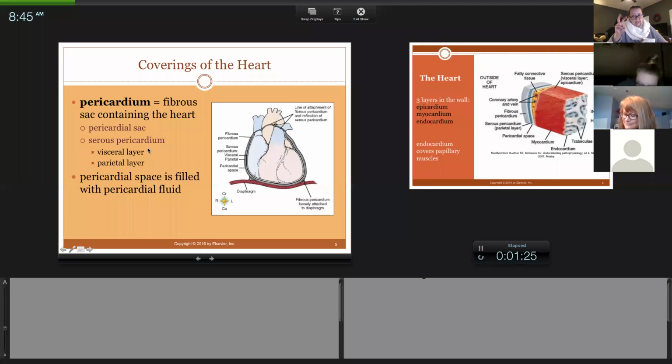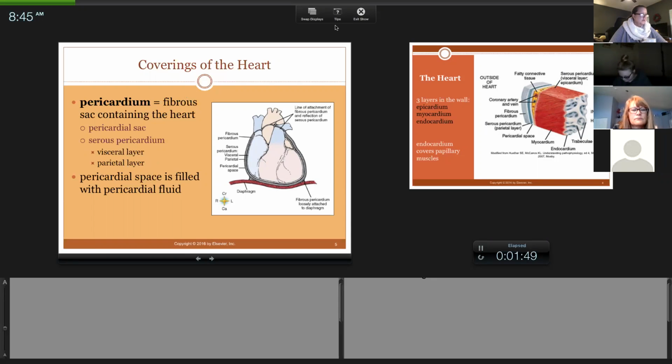Remember, any lining, any protective lining like a serosa or the pericardium has two sides. Visceral is always facing the organ, and parietal would be facing the other way. So we've got the two layers here. It is filled with fluid.